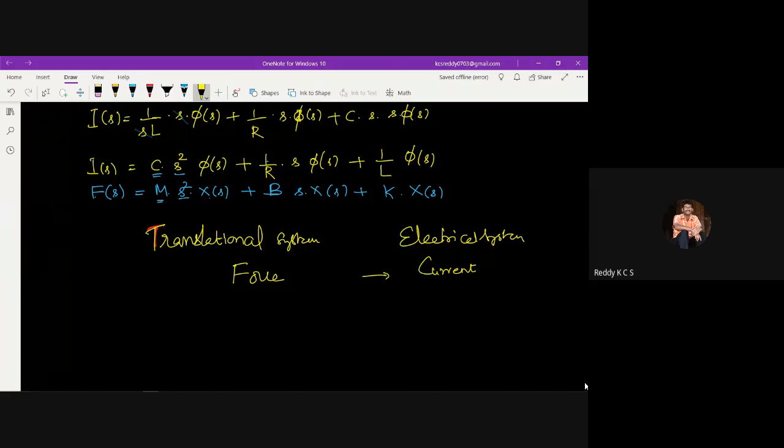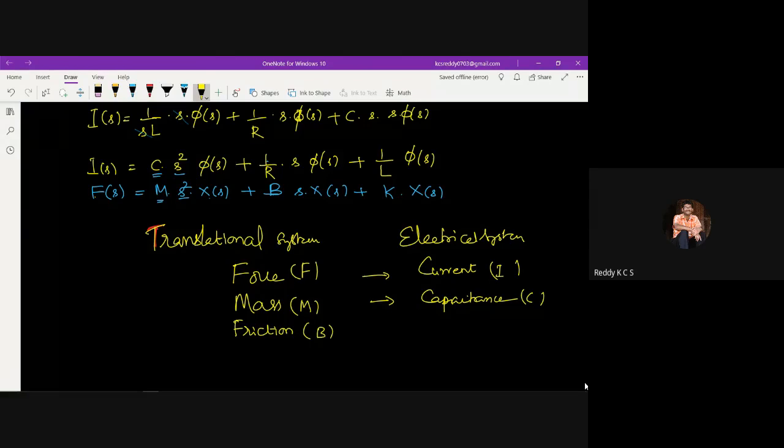Then look at this, compare these two equations. Then we can say mass is equivalent to the capacitance. Then what about the friction? That is B, friction, coefficient of friction. We can say friction or coefficient of friction, that is B, with mass M and force F, and this is I, this is C.